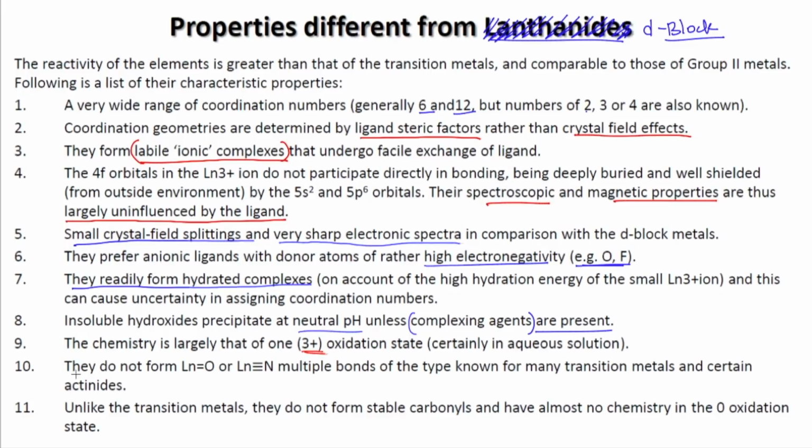So there are variable oxidation states in the D block elements, but F block elements generally have +3 oxidation states. They do not form double bond with oxygen or triple bond with nitrogen of the type known for many transition metal and certain actinides. So certain actinides also form this triple and double bonds, but lanthanide do not do that.